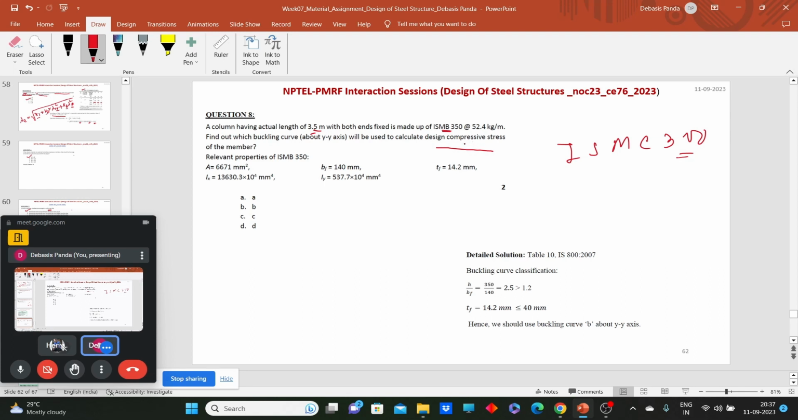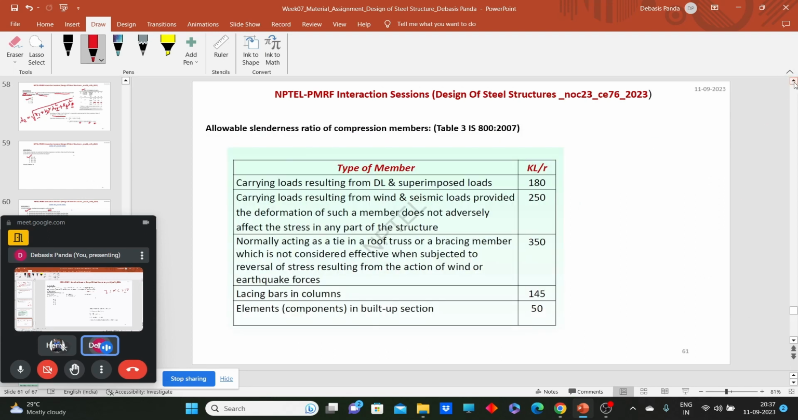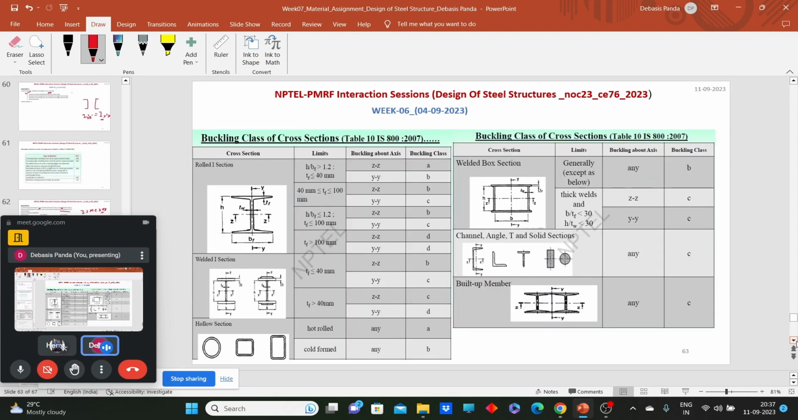So we need to find under which buckling class that comes. That means we have to go to the table of the buckling class. So where is that table? Here, the table of the buckling class. Now, if only one channel section is there, then it will come under buckling class C.